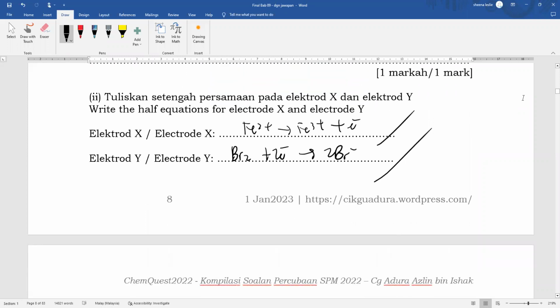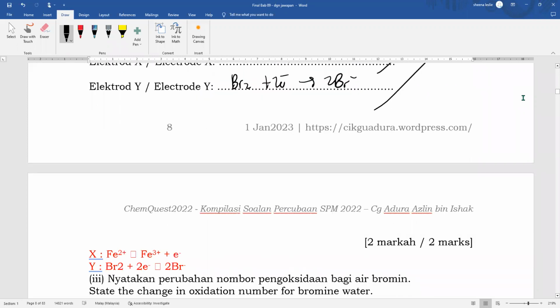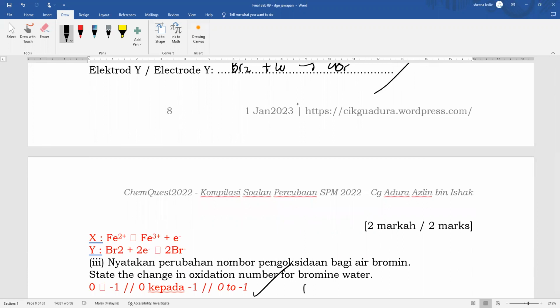Okay, so now what is the change in the oxidation number for bromine water? Joshua cannot answer. Alia cannot answer. Yannick, you can answer, or the rest can answer. 0 to oxidation number... Is it 0 to -1? Okay, correct. It is 0 to -1. Kavi, was that you? Yes, sir. Okay, correct. 0 to -1. Don't put arrow. Remember, don't put arrow. Nowadays, write it down: 0 to -1.